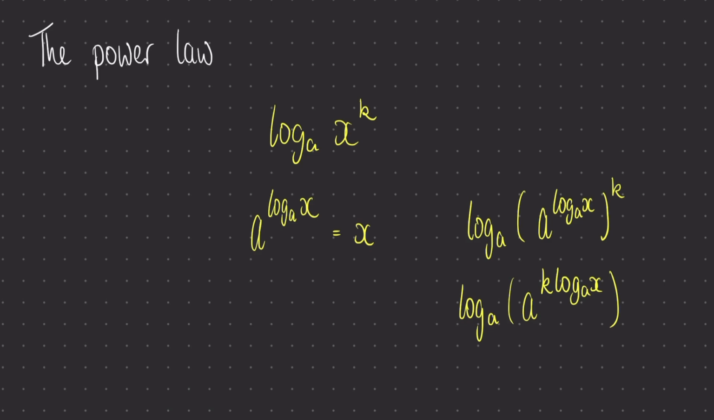Now we remember that log to the base a and having a at the base will cancel. We see that this expression becomes k log to the base a of x. So in effect, our initial power of x has just been moved down to the front of our logarithm.